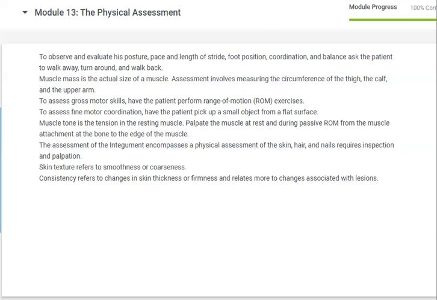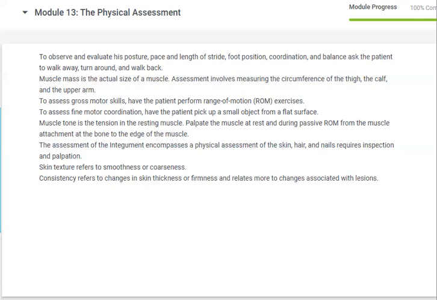Muscle tone is the tension in the resting muscle. Palpate the muscle at rest and during passive ROM from the muscle attachment at the bone to the edge of the muscle. The assessment of the integument encompasses a physical assessment of the skin, hair, and nails, and requires inspection and palpation.